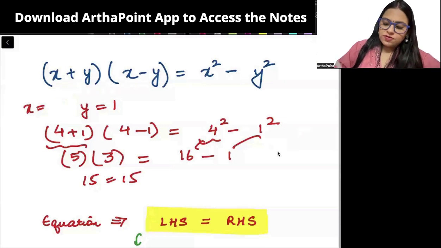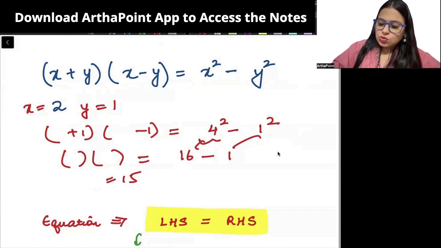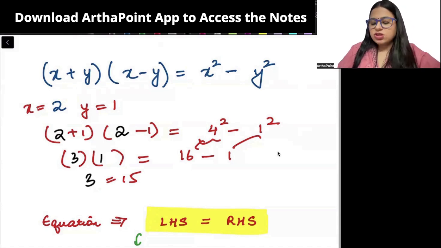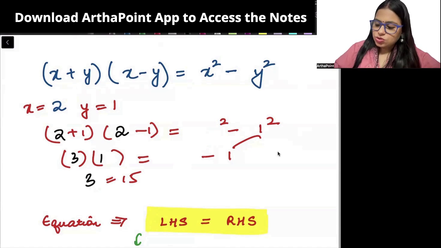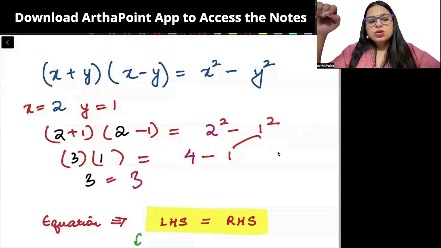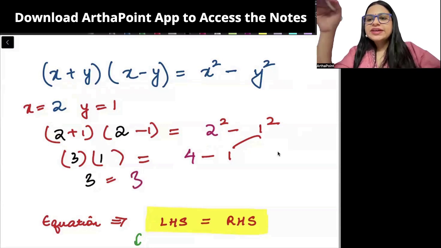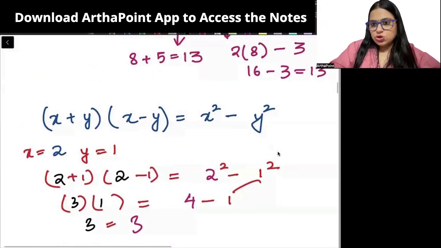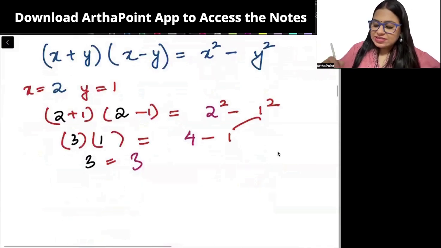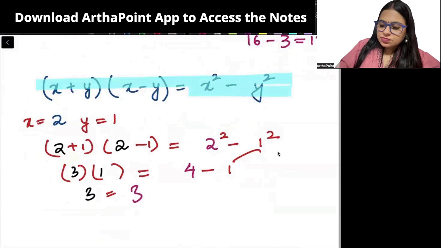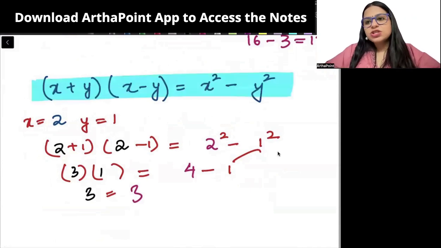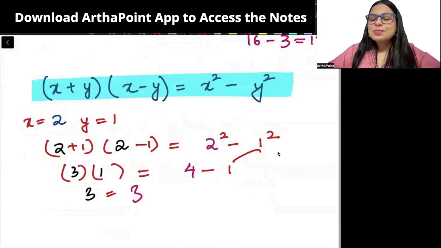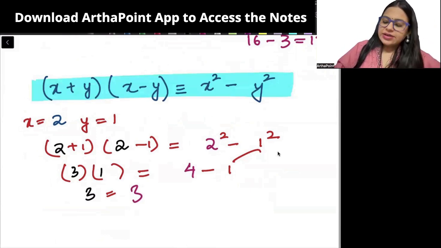अब अगर मैं इसको चेंज भी कर दूं, इफ आई चेंज x to 2, तो यहां पर आई विल हैव 2 plus 1, 2 minus 1, 3 into 1, 3, और यहां पर मेरे पास हो जाएगा 2 square, 4 minus 1, 3. तो वॉट एवर वैल्यू ऑफ एक्स एंड वाई यू पुट, कुछ भी डाल लो एक्स और वाई में, इट विल ऑलवेज बी ट्रू. वो हमेशा ही ट्रू होगा. सो समथिंग दैट होल्ड्स ट्रू ऑलवेज, जो चीज हमेशा ट्रू होती है, दैट इज बेसिकली एन आइडेंटिटी फॉर एनी वैल्यू ऑफ एक्स एंड वाई. सो इट बिकम्स एन आइडेंटिटी.